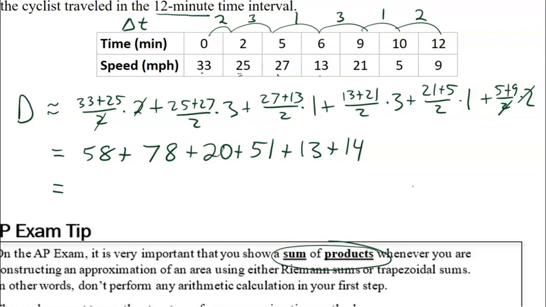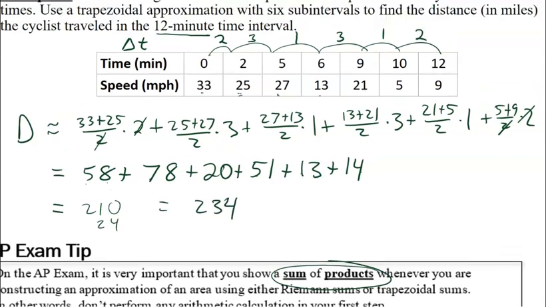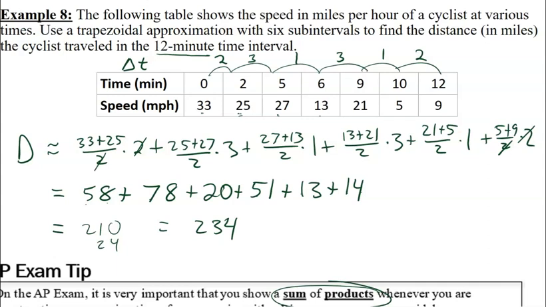Okay, so still doing more arithmetic. Let's see. 5, 12, 13, 14, 15, 16, so 21. Plus, so 210, and then 16, 17, 18, 19, 20, 24. So 234. Okay, what does this represent? This is 234 miles, the approximate distance traveled by the cyclist.